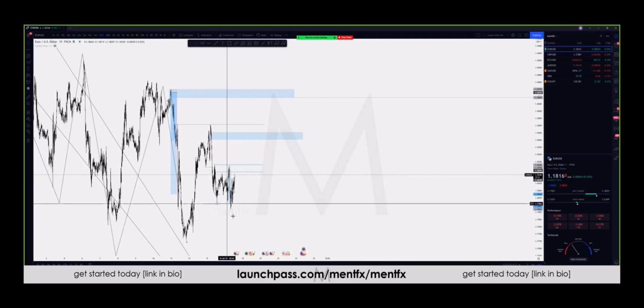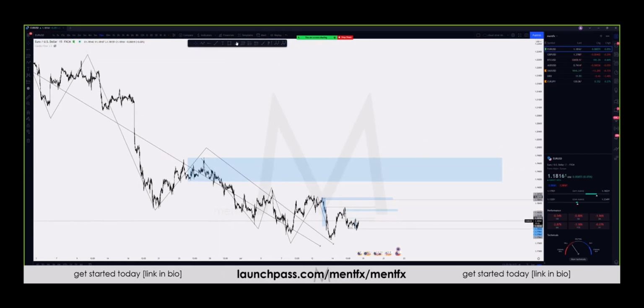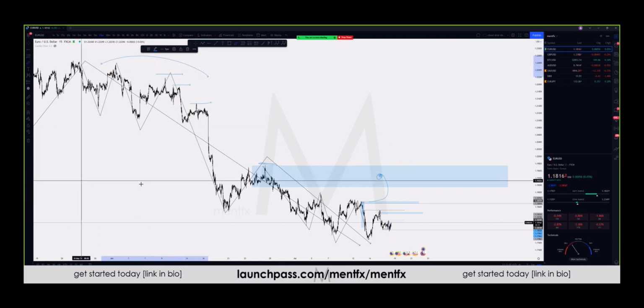And right now, what we're looking for is technically the continuation from here. If this fails, we know the probability is that price will actually make its way towards here. And if it clears this, we know it's going to start clearing this, this, and this to come and run all these highs.